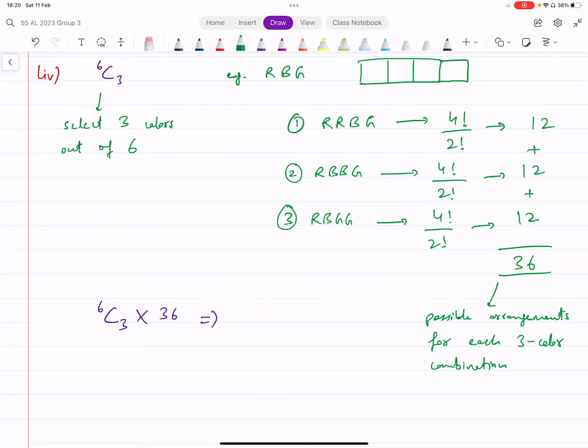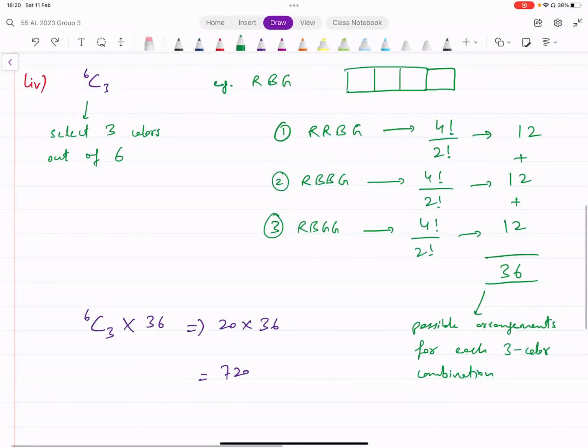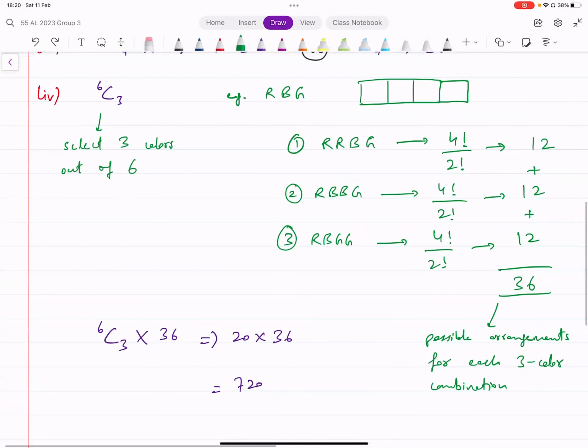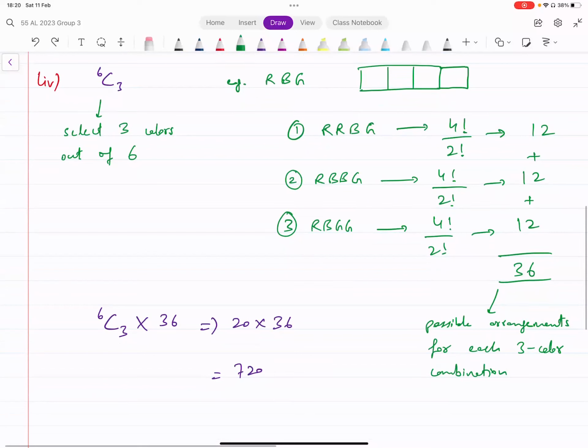Any questions on this? What do we get from this? 6C3 into 36, result क्या आता है? 720. You can write it like this. First, 6C3 is actually 20. 20 into 36, अब देखें, यहाँ है 720. You have 20 color combinations. हर color combination को arrange करने के 36 ways हैं. The total number of ways कितने हो गए? 20 times 36. Okay? Yes. Let me know if you have questions now.